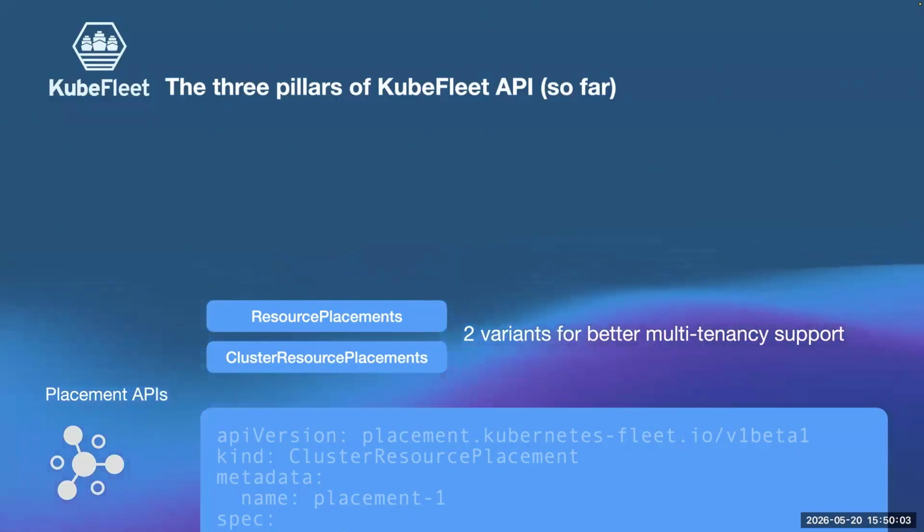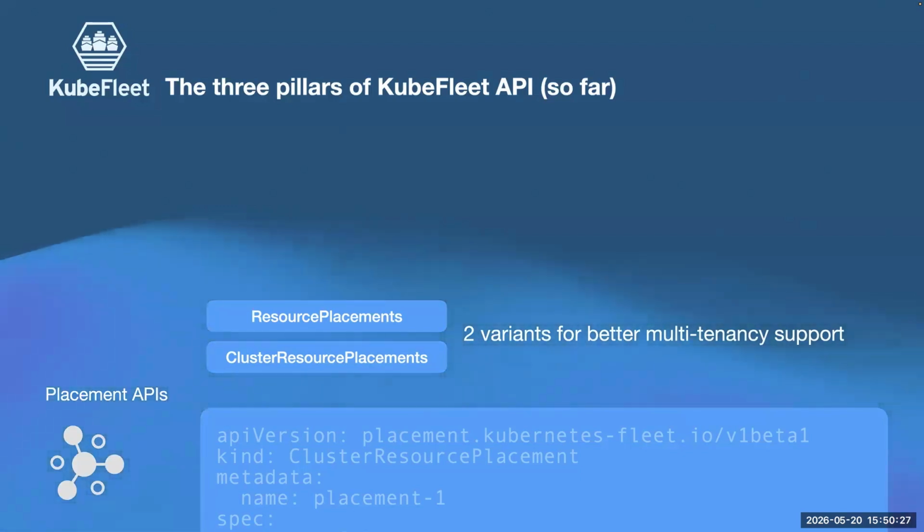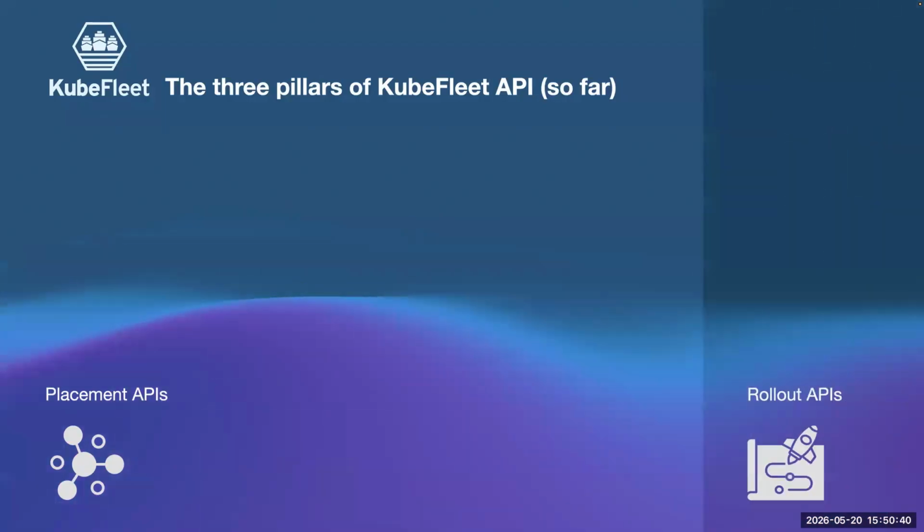And for the dev team, because they only have access to specific namespaces, they will feel more comfortable using the resource placement API to place namespace scoped resources only: deployments, config maps, secrets, etc. So that's why we have those two separate variants. But all those scenarios I've just described are not really a hard requirement. You can use the two APIs in any way you see most appropriate. So those are the two variants of the KubeFleet placement APIs.